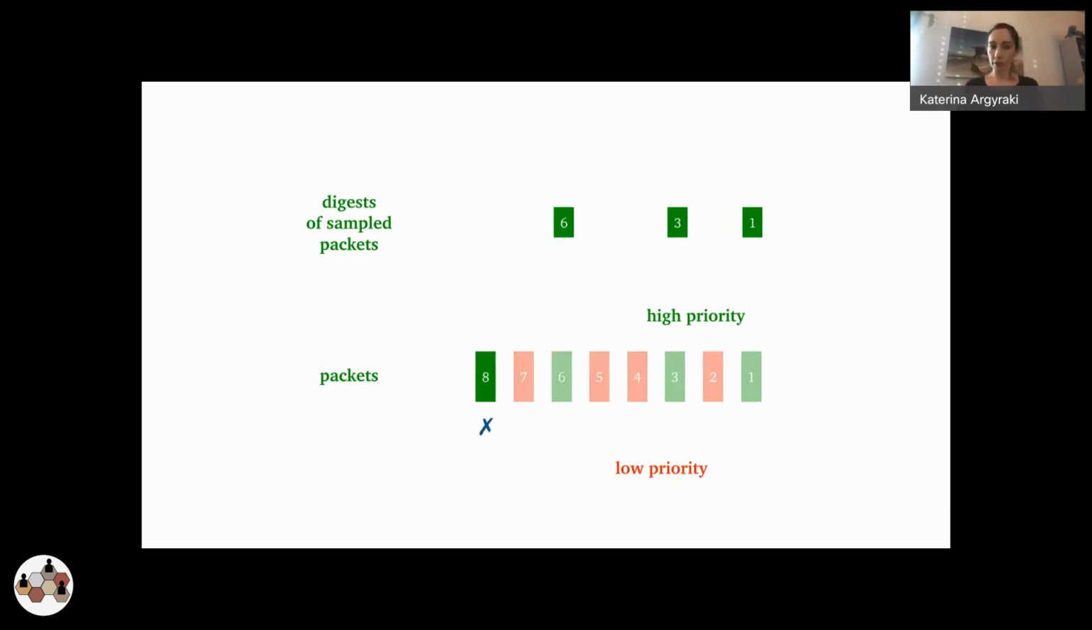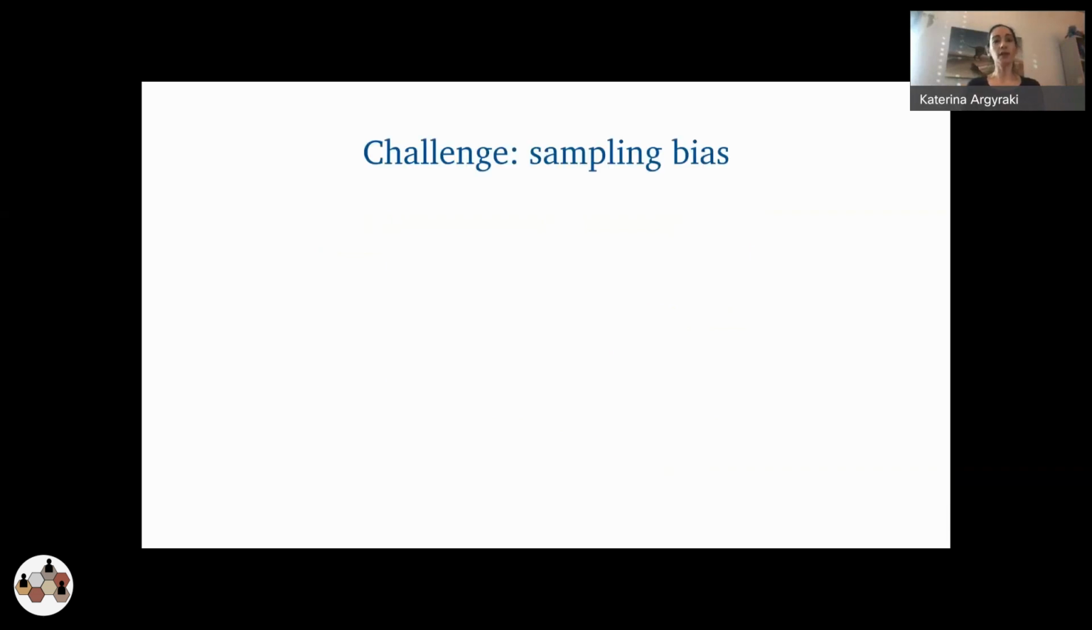So the challenge here is essentially sampling bias, right? So the network may treat the samples preferentially. This is similar to what happens when we're trying to assess the quality of a restaurant and we have a food critic. If the restaurant owner knows who the food critic is, they can serve better food to them, right? And then the conclusion of the food critic is irrelevant.